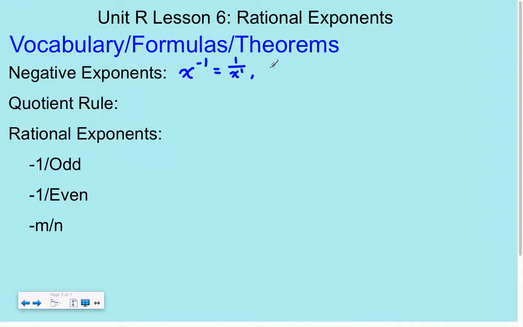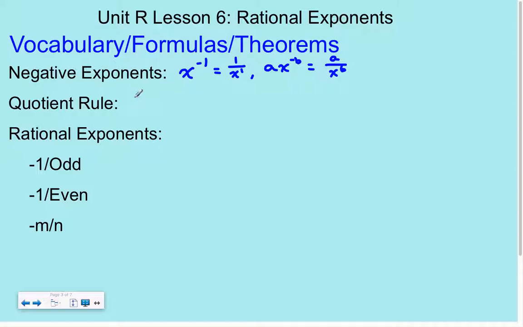So in general, if we have a times x to the negative b, so instead of a specific negative 1, but just any number in general, this is going to be the same thing as a over x to the positive b. All right, we also have a quotient rule.